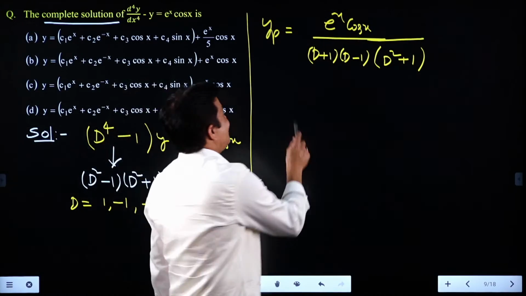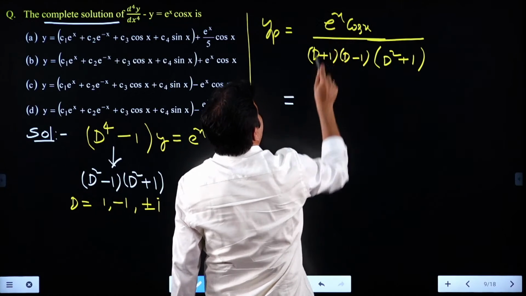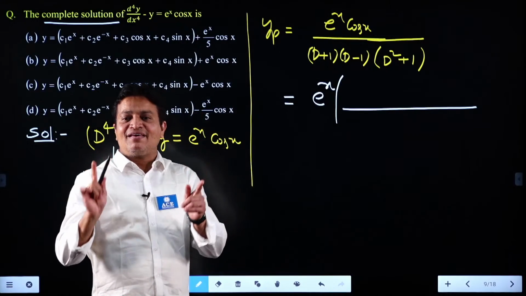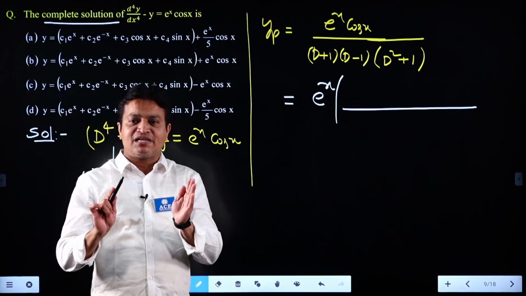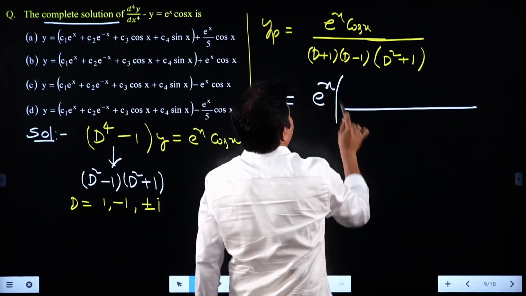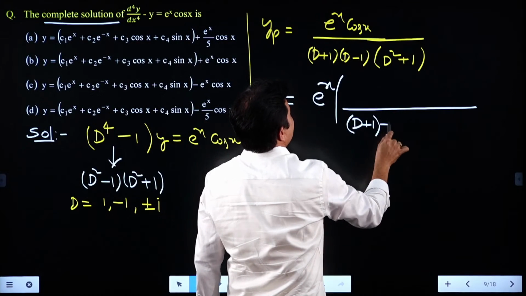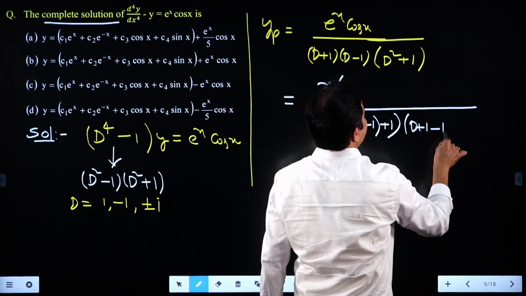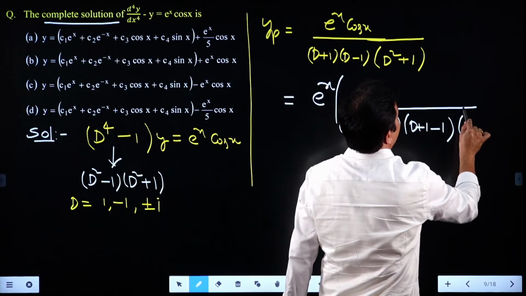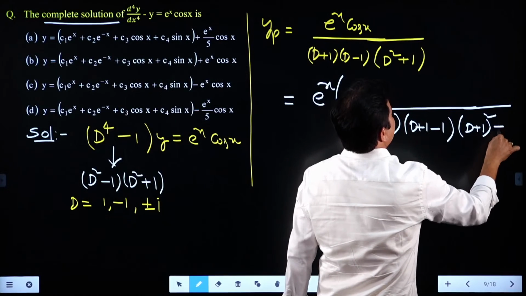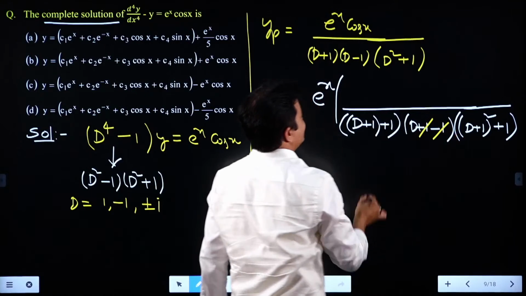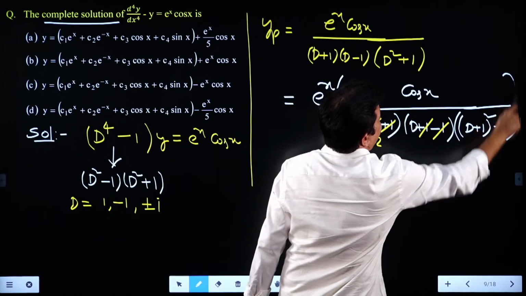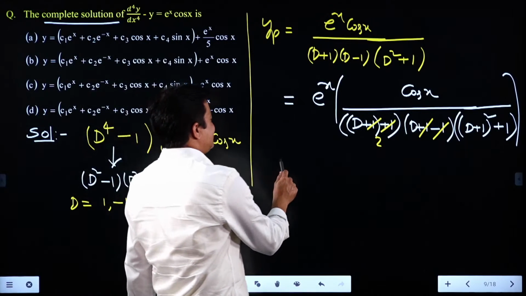Fine. Then according to the model e power x into V, e power ax, that a is 1, we can separate. But in the denominator, wherever D, replace it by D plus a. F of D becomes f of D plus a. That a is 1, so replace this D by D plus 1. Here also D plus 1 minus 1. Here (D plus 1) whole square plus 1. So this 1 minus 1, this 1 plus 1 make it as 2. Numerator cos x only. This is the model e power x into V form.